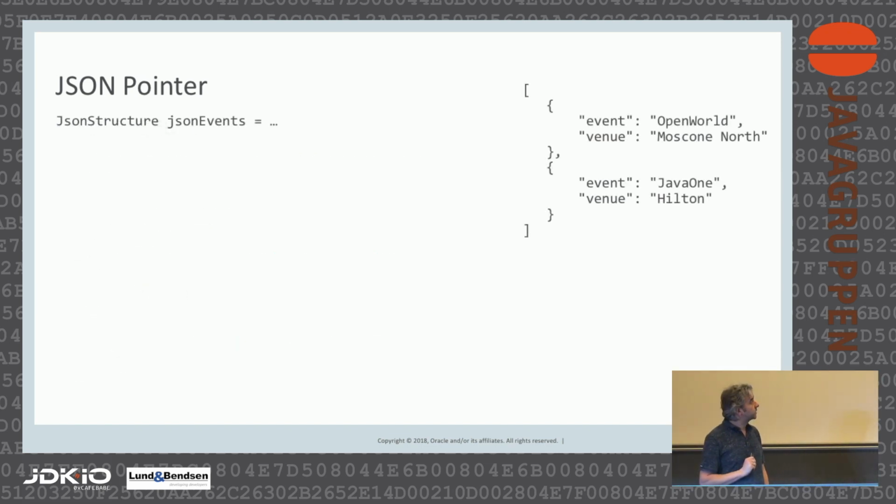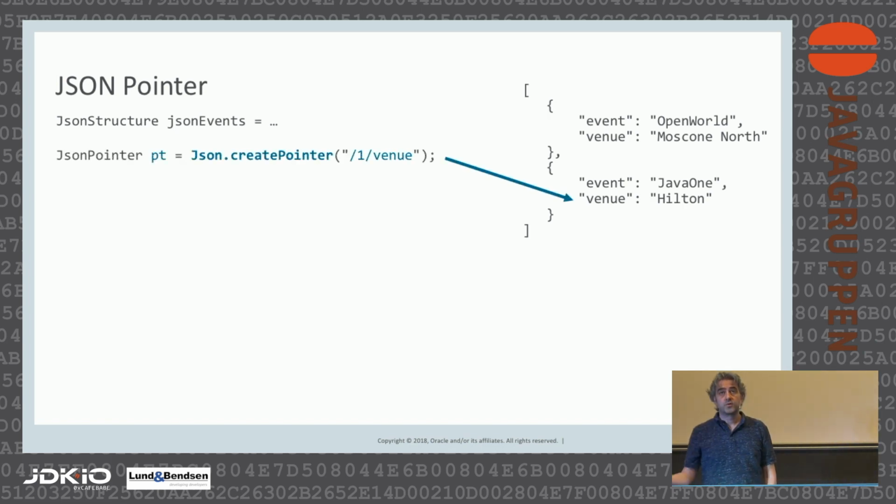So if we look at how it works, we have this JSON document for which we have the JSON representation on the right side of the slide. So if we want to use the JSON Pointer API, we first need to create a pointer.